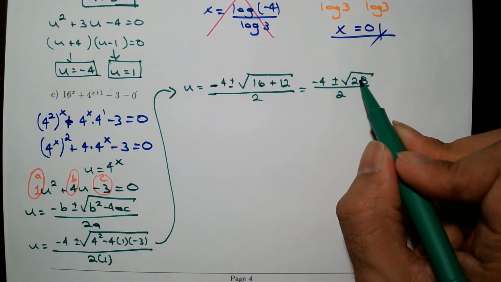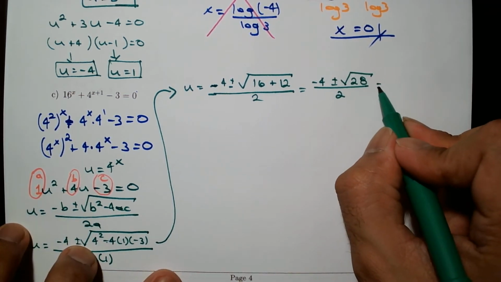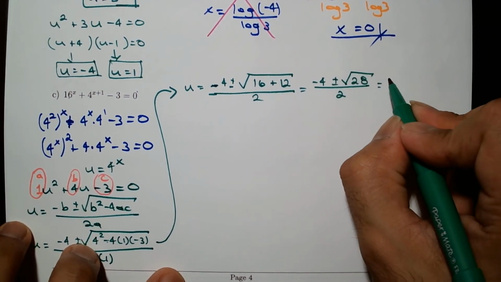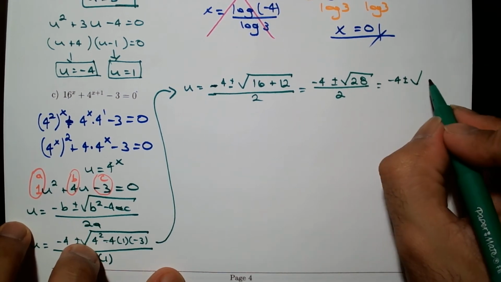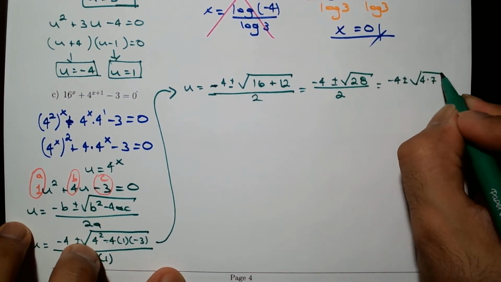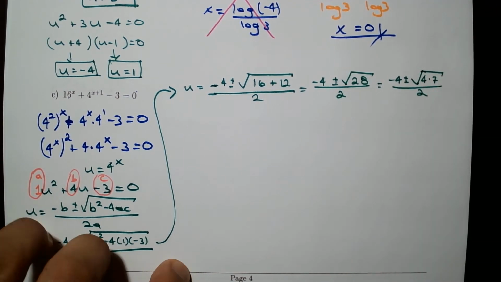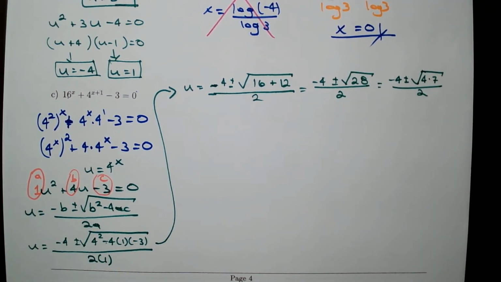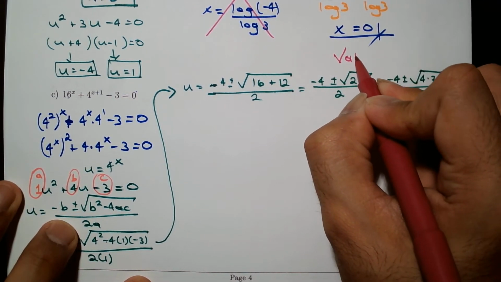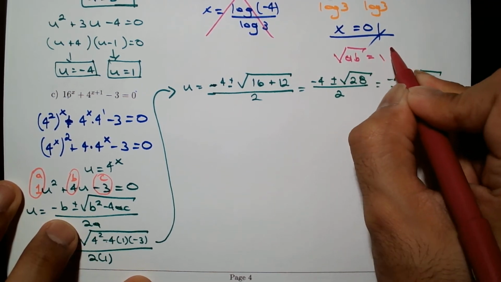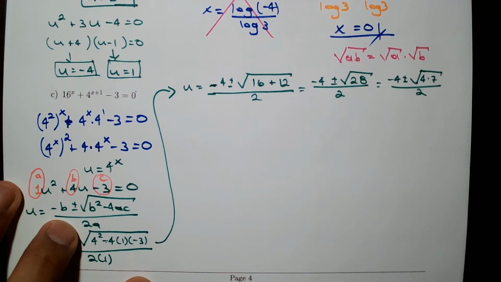In order to simplify this radical we need to determine whether any of the factors of 28 is a perfect square. And if you factor the number 28, this is 4 times 7. And recall the property of radicals, that when you have the square root of AB, that's equal to the product of the square root of A times the square root of B.